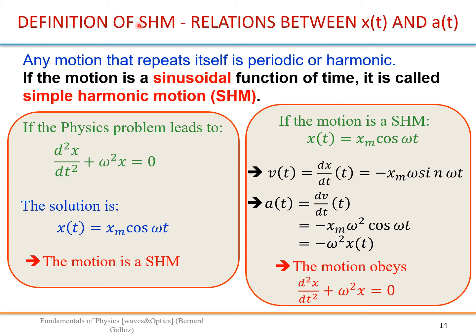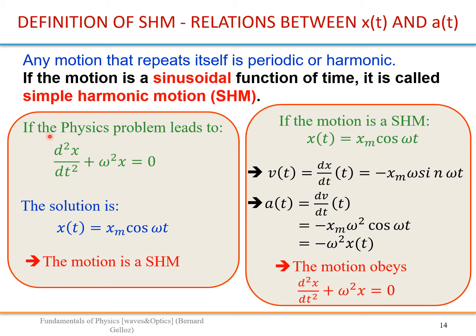This is a definition of simple harmonic motion. Any motion that repeats itself is periodic, or harmonic, so this is easy to understand. If the motion is sinusoidal, a function of time, it is called simple harmonic motion. Okay, so this is a definition.